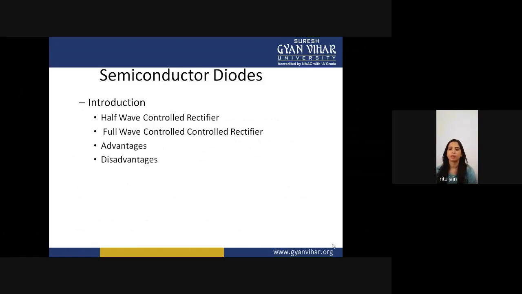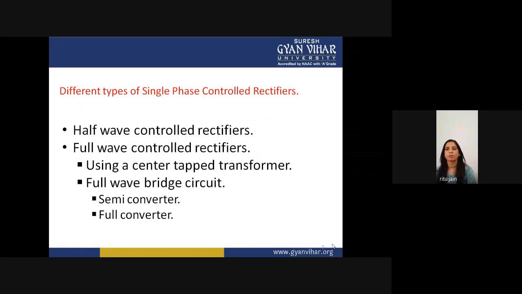and disadvantages are. The different types of single phase control rectifier are the half wave control rectifier, the full wave control rectifier using a center tapped transformer, the full wave bridge circuit, and the semi converter and full converter. So first, you can divide converters into two parts. One is the single phase converter, and the other one is the three phase converter.